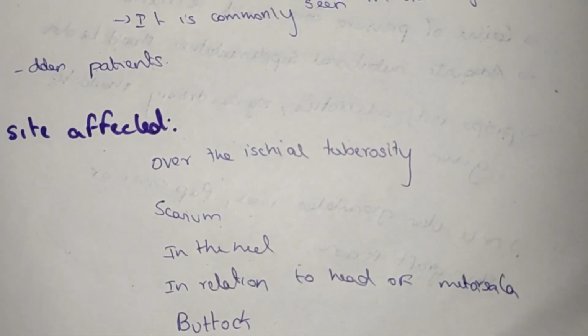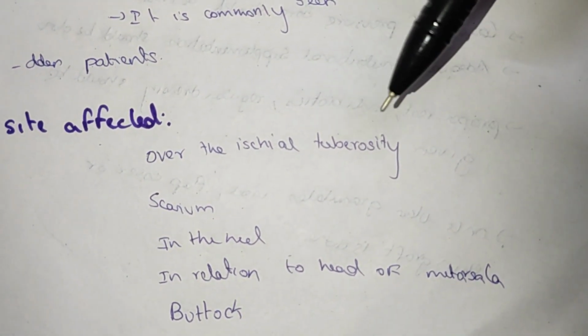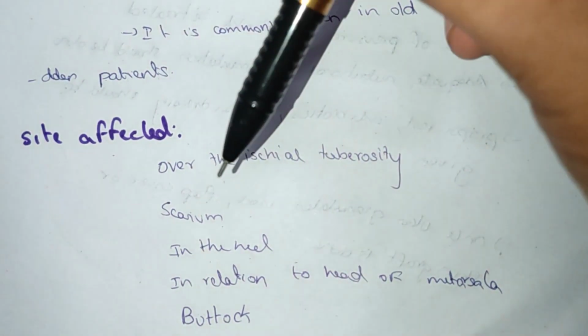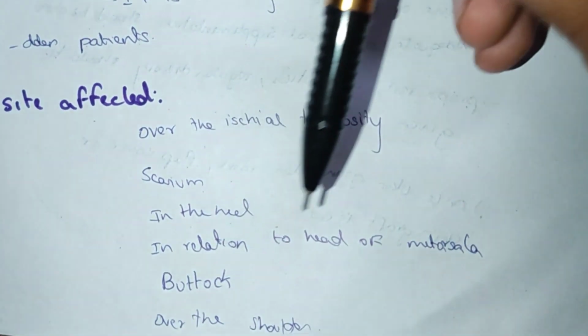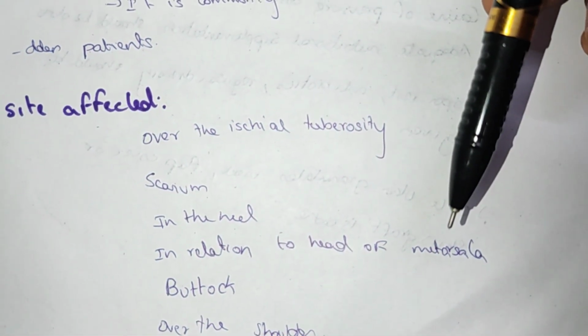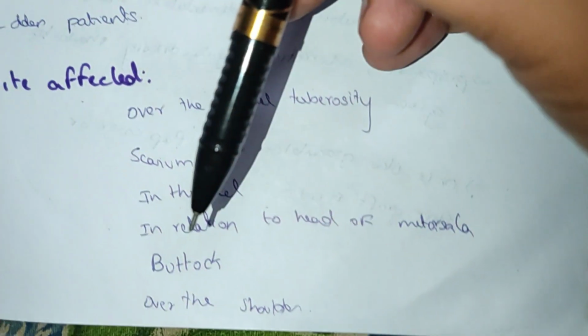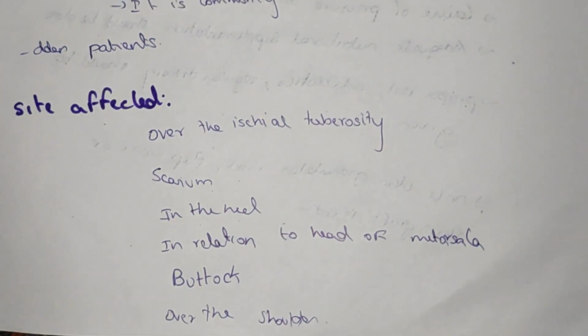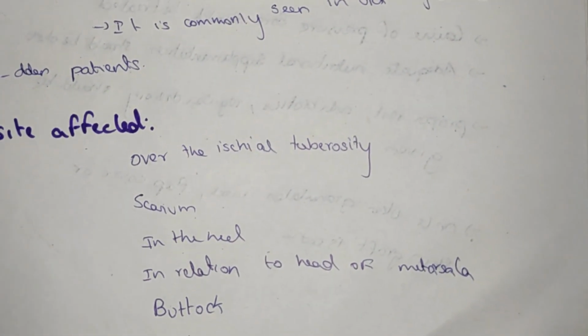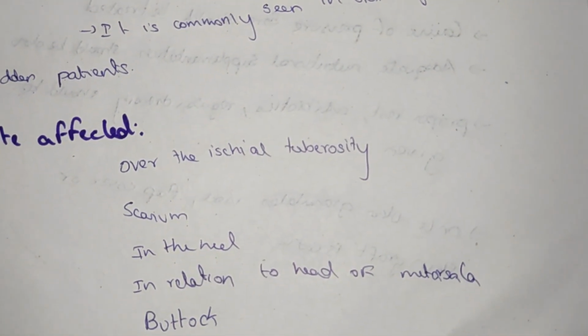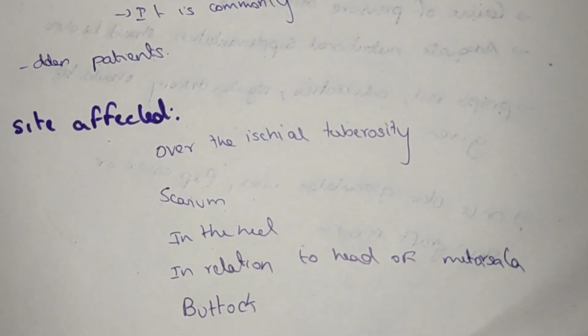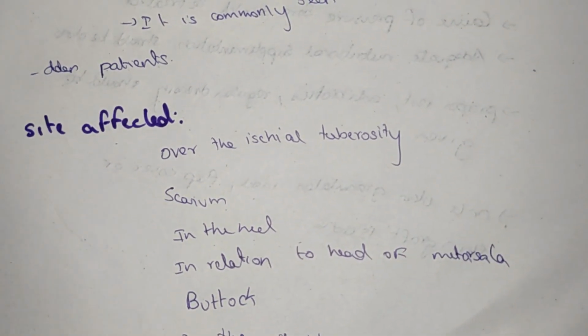The sites are over the ischial tuberosity area, sacrum, heel, the back of the head, metacarpal, as well as the buttock region and over the shoulder. These are the areas where more pressure is applied by the external force, so pressure sores are seen in these areas. These are the most commonly affected areas.